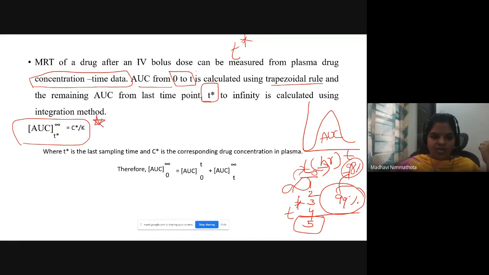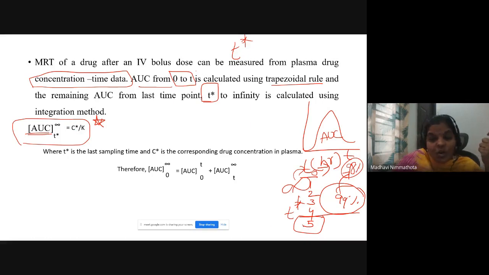This equation is the most important equation to calculate the pharmacokinetic parameters. So here we are taking AUC in terms of concentration, because area under the curve will give you the concentration of the available drug. So here, instead of taking T star, we are calculating the C star.